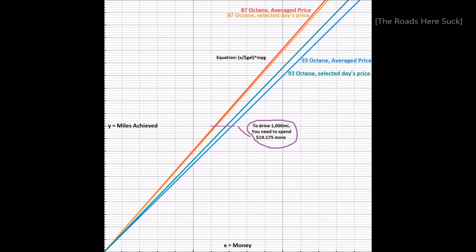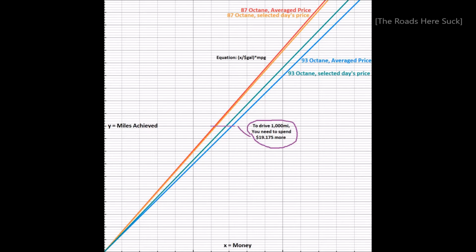So, basically, to wrap things up: Does 93 octane give you better gas mileage than 87 octane? Yes. Does this mean you have more power? It depends how you define power. If you're looking at 0 to 60 time, no. If you're looking at how much power the engine gets from the fuel and how far it helps you go, yes, it gives you more power.